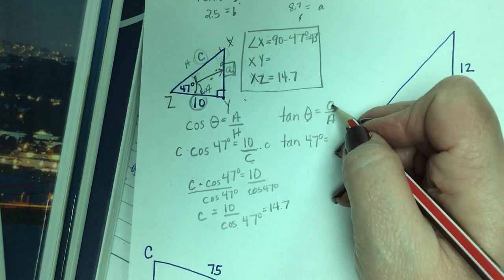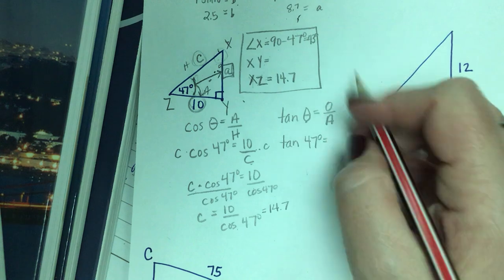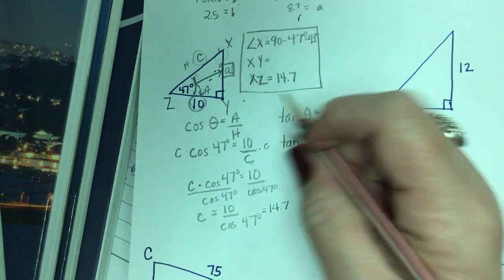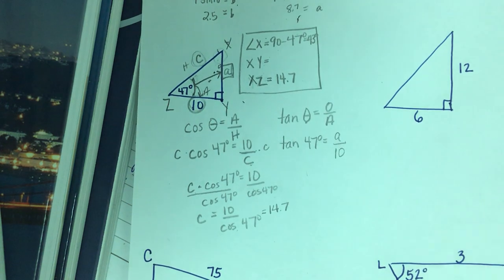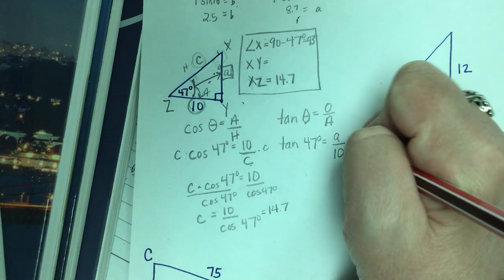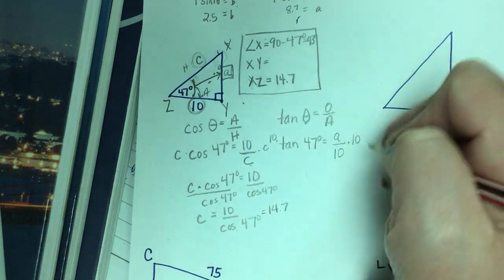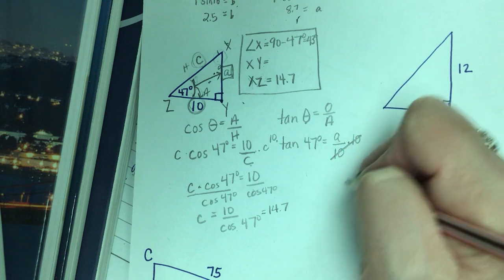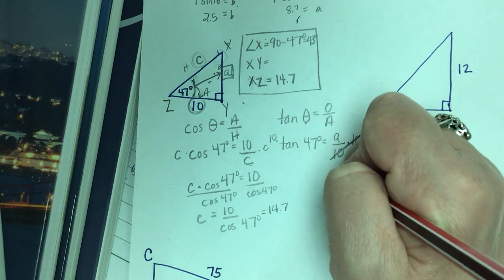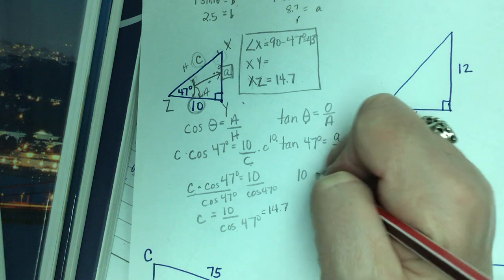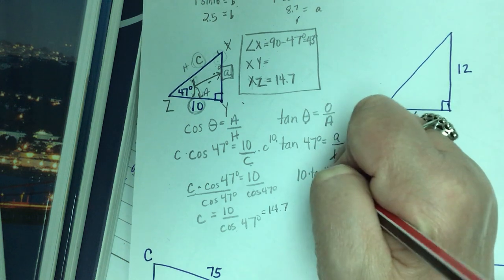What's the measure of the opposite side? A, I don't know. What's the measure of the adjacent side? 10. How do I get rid of dividing by 10? I multiply by 10. Always get rid of what's in the denominator first. So A is going to equal 10 times the tangent of 47.